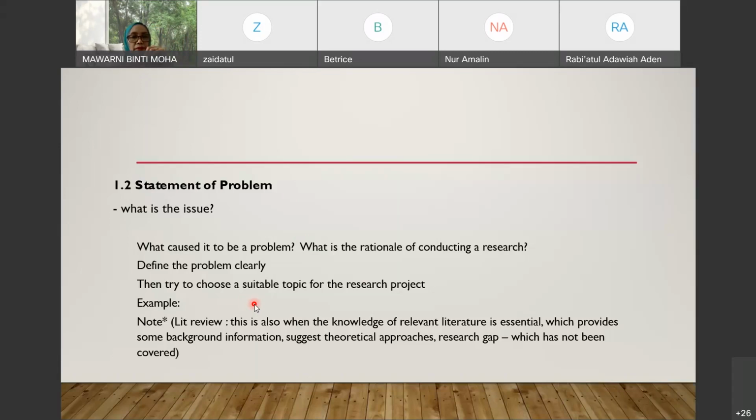This is also when the literature review comes in. You may have highlighted certain previous research that states the issues. This is when knowledge of relevant literature is essential, because it provides you some background information, suggests theoretical approaches, and shows research gaps which have not been covered. Meaning here, of course, reading is very important. If you are not clear about something, how am I going to go about doing this? The only thing that can answer your questions, apart from asking your supervisor, is reading. Keep reading and keep digging into the information.